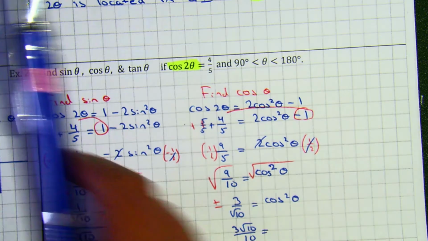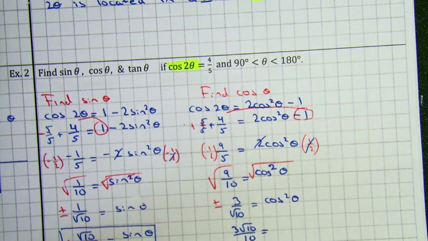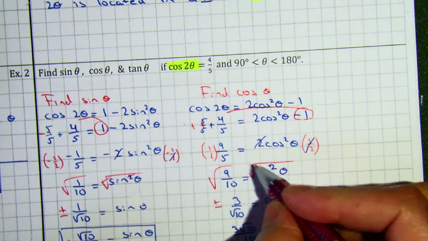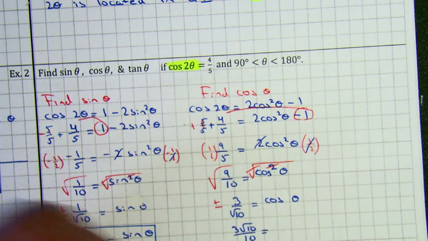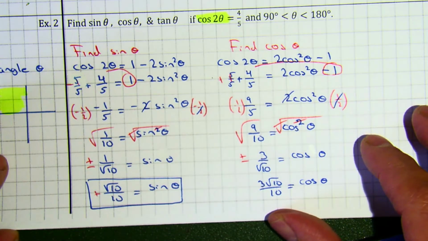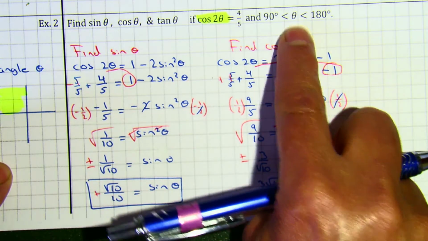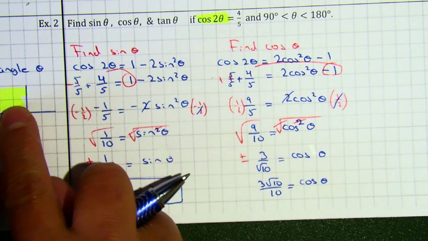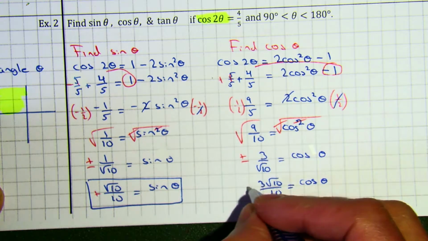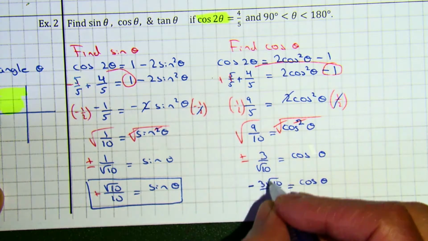And once again, why is my square root still there? That one should be gone, because that square root and the square cancel. So therefore, I need to decide whether that's going to be positive or negative. My angle of theta is in the second quadrant, so therefore my cosine is negative. So not plus, but only negative.